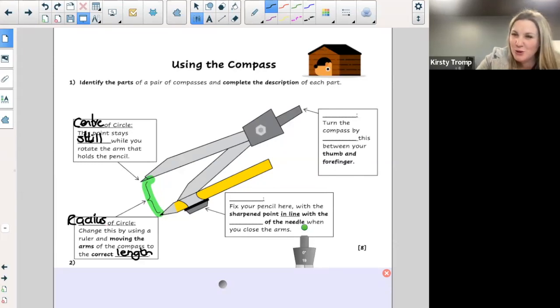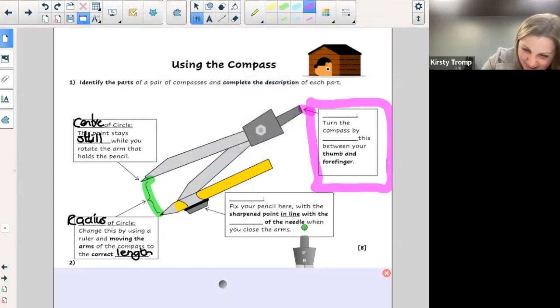Mulalo, you ready for me? You got your notes ready? Okay, we're going to look at this point over here. Turn the compass by something. It's the hinge. Well done. Turn the compass by the hinge, holding it between your thumb and finger. Well done.